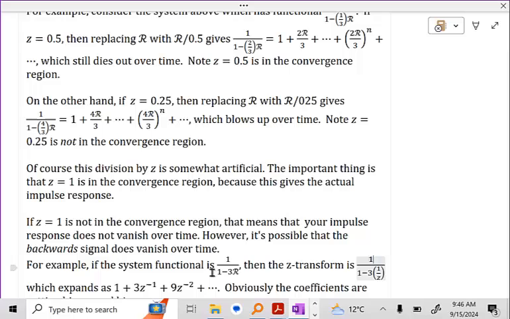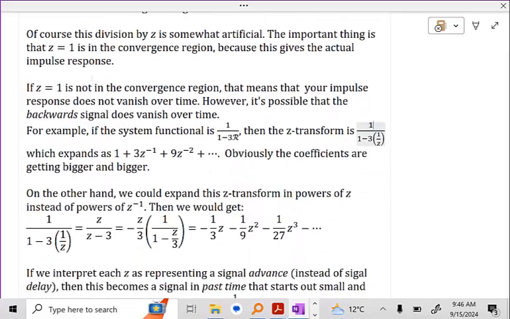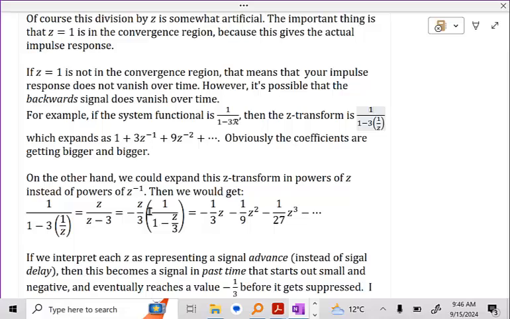So if you have a system functional of 1 over 1 minus 3R, then the z transform is 1 over 1 minus 3, replacing R with 1 over z. And if you expand that out, you get 1 plus 3z inverse plus 9z to the minus 2, and so on. I'm just using the geometric series on this. So these coefficients are getting bigger and bigger. Obviously, this system is growing.